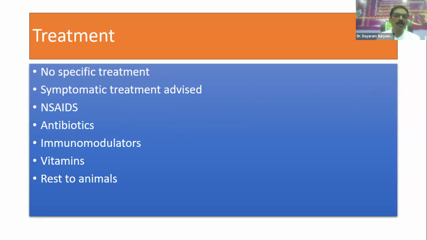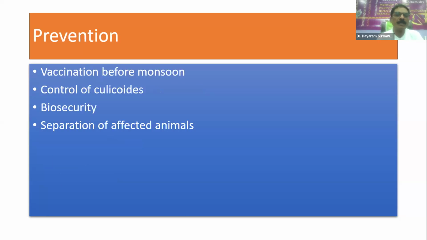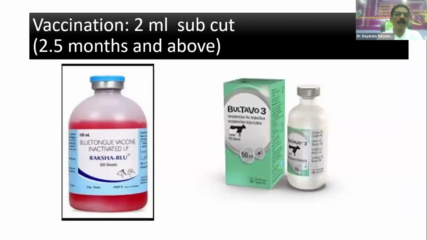Treatment: there is no specific treatment for the Bluetongue virus, because as this is a virus, we should go for symptomatic treatment like NSAIDs, some antibiotics, immunomodulators, vitamins, and rest for the animals. So this treatment strategy we can follow for Bluetongue affected animals. Prevention: vaccination before monsoon, control of Culicoides, biosecurity, and separation of the affected animals. So these things should be kept in mind for the prevention of Bluetongue.